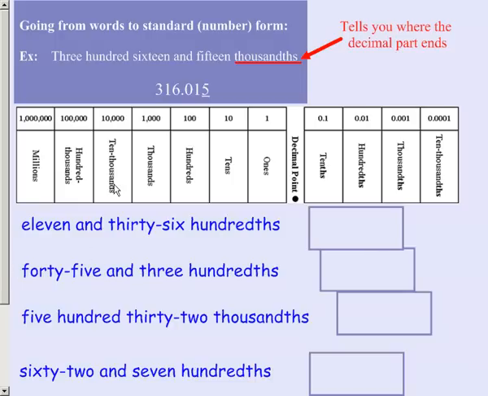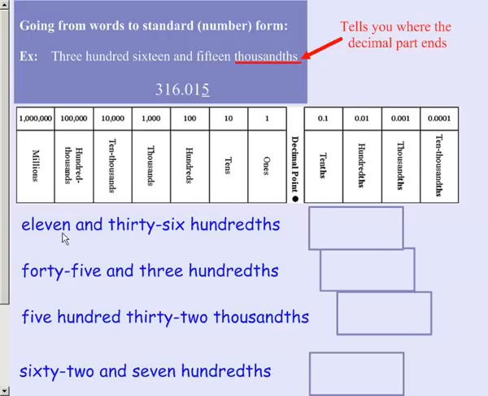All right, last slide here. Now let's see if you can go the other way. These are in word form. We're going to write it in standard form. That means just the regular old number. So this right here is word form. 316 and 15 thousandths tells you again where the decimal part ends. And this is what we mean by standard form, just the regular old number.